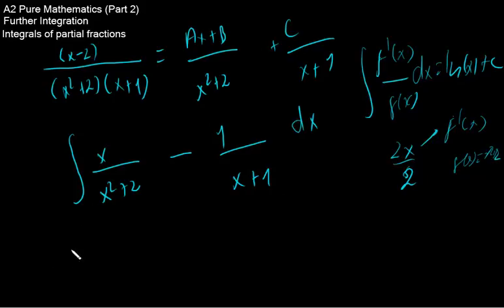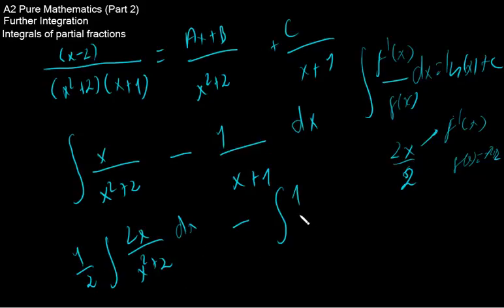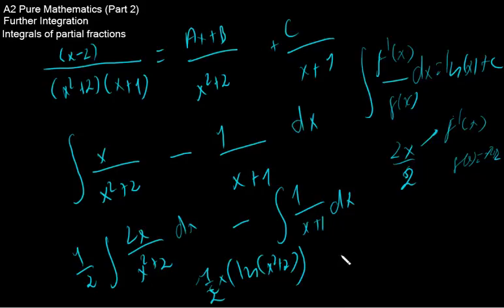So in this case, if we put 1/2, we have 2x over x squared plus 2 dx. So that's our first term. Second term, the derivative of x plus 1 is obviously 1, so here we don't need to put any fraction outside. So here, 1 over x plus 1 dx. Now this gets us 1/2 times ln of x squared plus 2, minus ln of x plus 1, plus c.